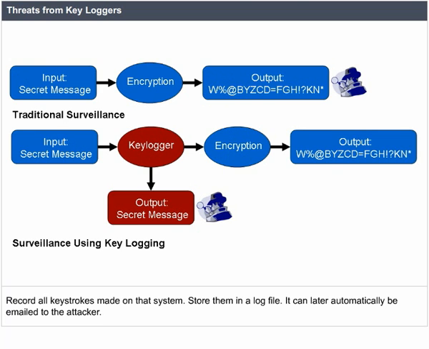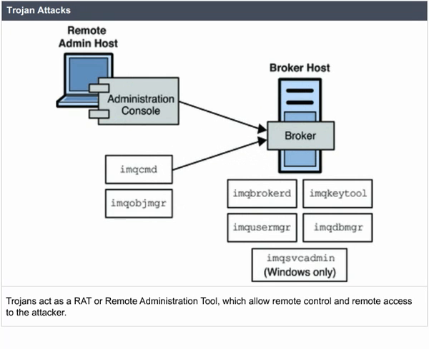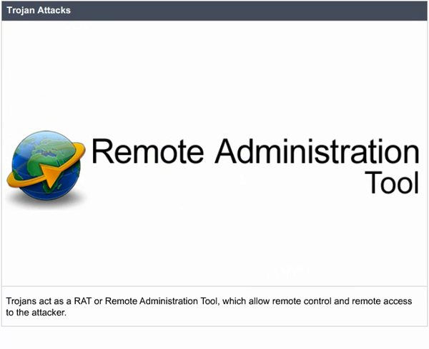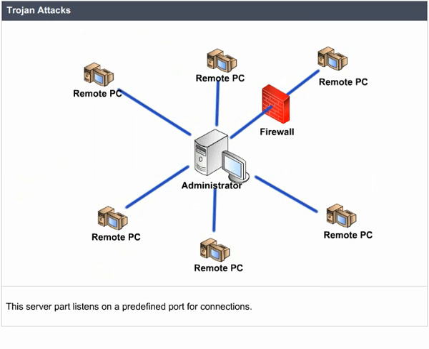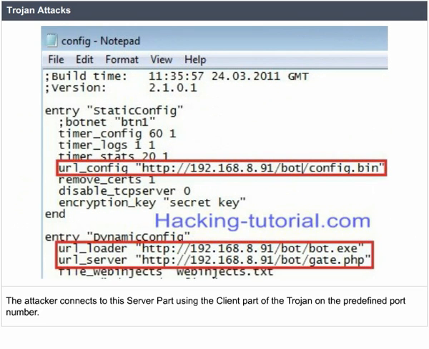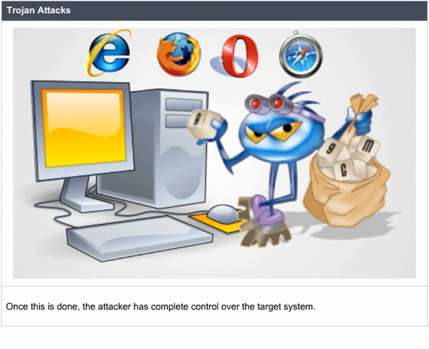Trojan attacks. Trojans act as a RAT, or remote administration tool, which allows remote control and remote access to the attacker. Working: the server part of the Trojan is installed on the target system through trickery or disguise. This server part listens on a predefined port for connections. The attacker connects to this server part using the client part of the Trojan on the predefined port number. Once this is done, the attacker has complete control over the target system.